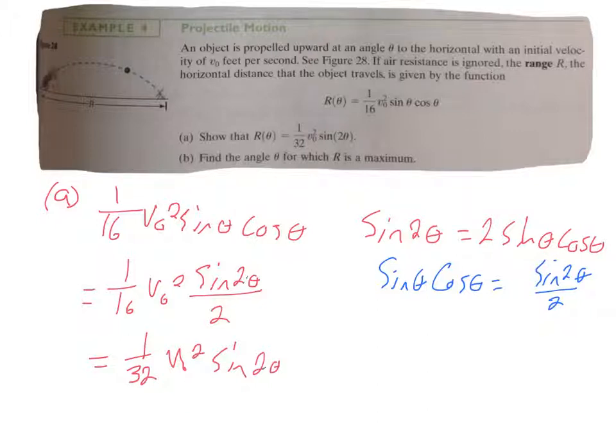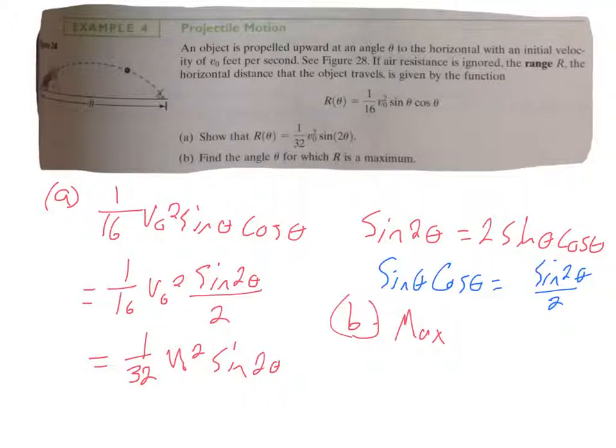Now, for part B, the expression 1/32 v naught squared sine 2 theta is going to be at its maximum. And v naught is a constant, by the way. So no matter what that happens to be, the maximum is going to depend on sine 2 theta. So when does sine reach its maximum? What's the maximum value for sine? Go back to what you know about the range of sine. Sine goes from where to where? What does it oscillate between? Sine goes down to what and up to what, over and over again, forever? -1 to 1.